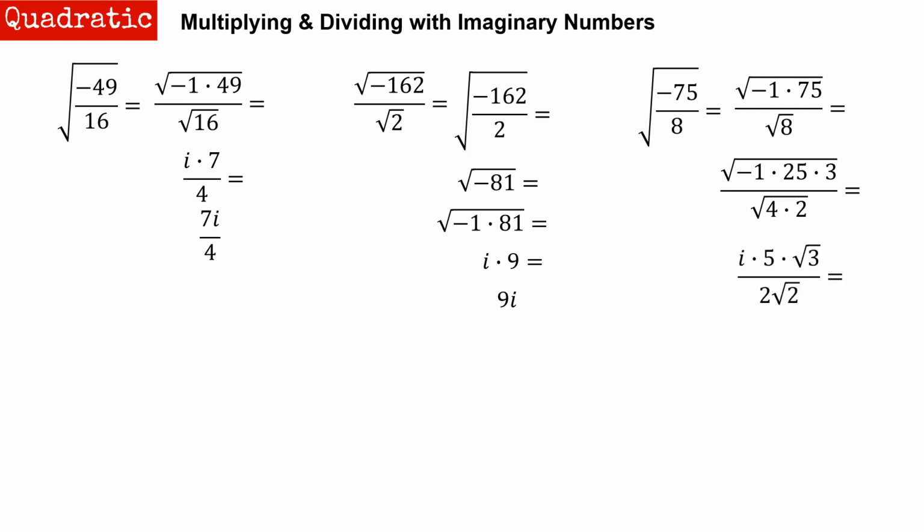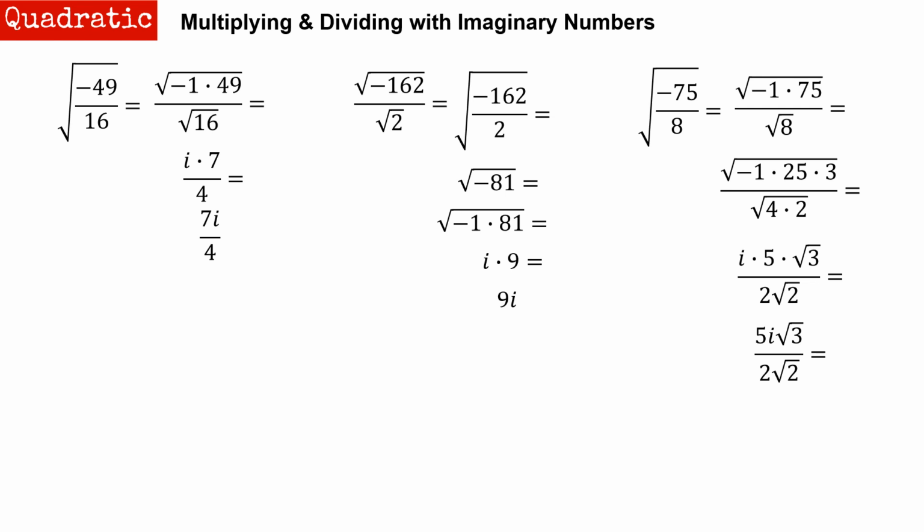The square root of negative 1 is i, the square root of 25 is 5, and the square root of 3 is, well, just the square root of 3. On the bottom, the square root of 4 is 2, and the square root of 2 is, well, just the square root of 2. This is going to give us 5i, the square root of 3, over 2, the square root of 2. Now we have to think back for a second.